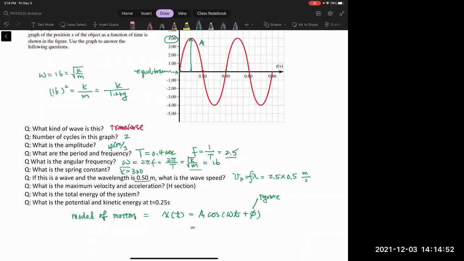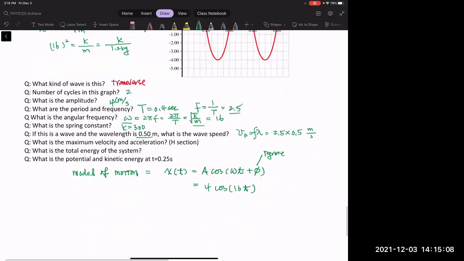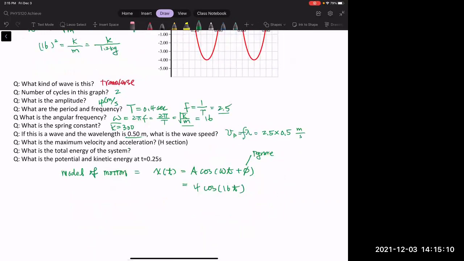And the amplitude is what? The amplitude in our calculation, we found out, is equal to 4. And cosine omega t, what is omega? Omega is 16. So that's your position. You also can find the velocity. The velocity is the differentiation of the position over time.